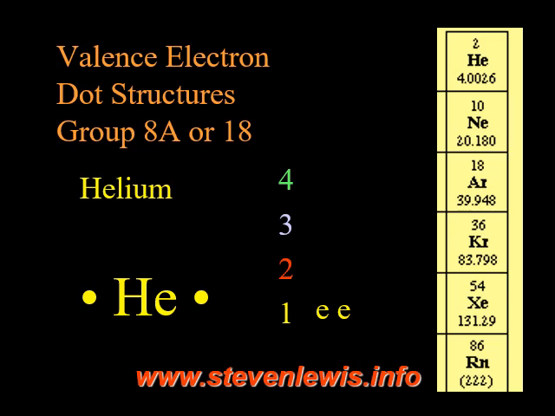If we were to draw what is known as the valence electron dot structure for helium, we would write the symbol for helium, capital H, lowercase e, and put two dots beside it, each dot representing a valence electron. Helium is a stable atom.